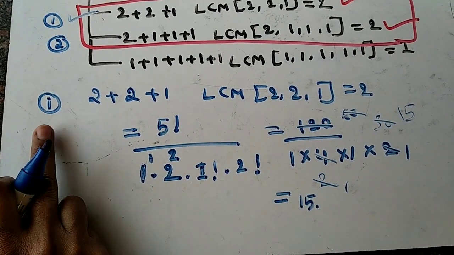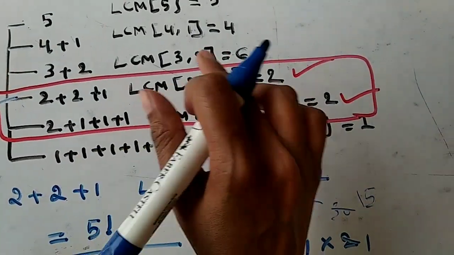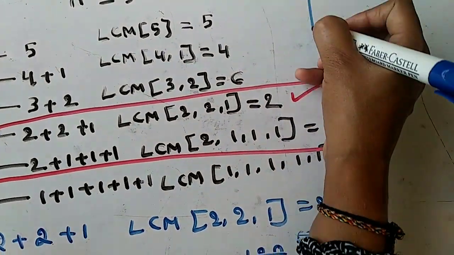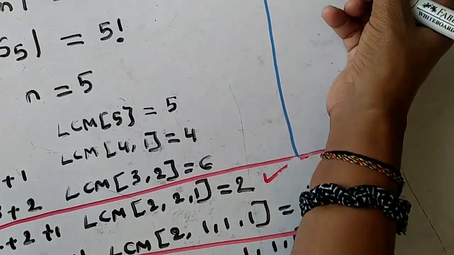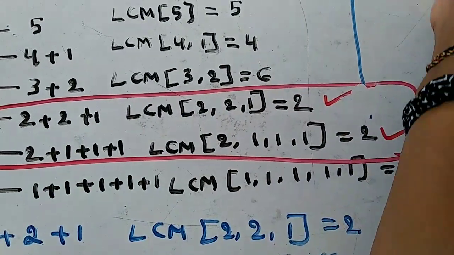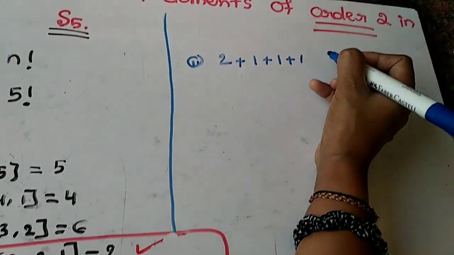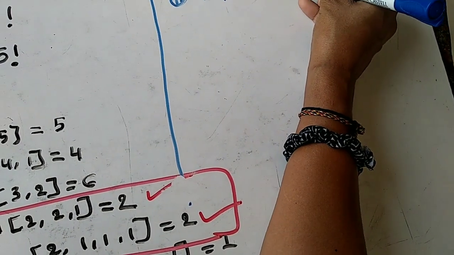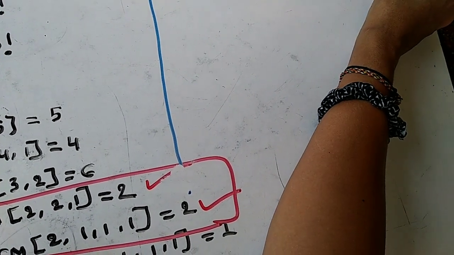This is a first type. So next I'm going to write here. So second one. What is the second one? 2 plus 1 plus 1 plus 1. Okay. So LCM of this, 2 comma 1 comma 1 comma 1, is equal to what?